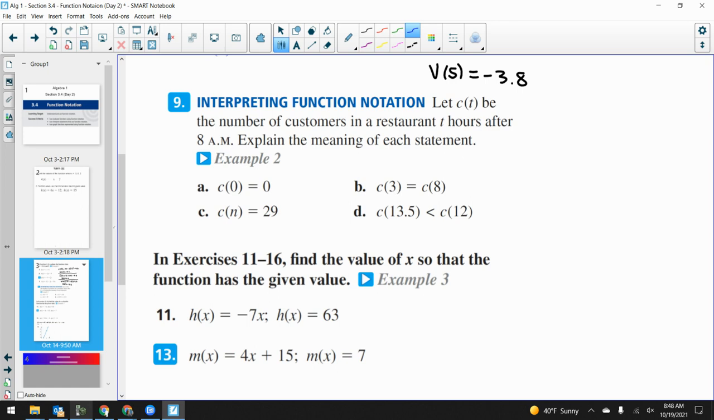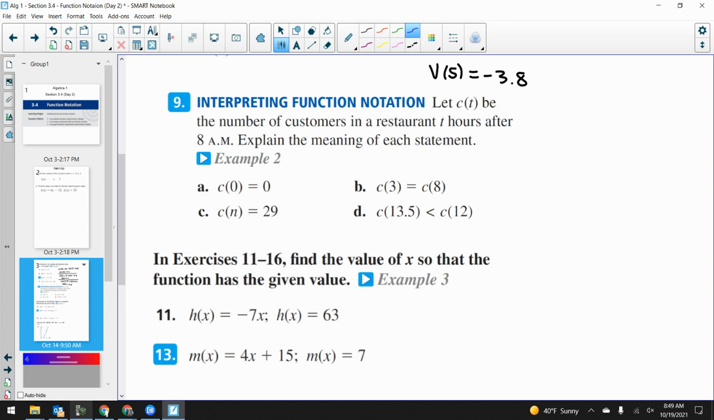So C of 0 is 0. What does that mean? C of 0 is 0. No? Number of customers in the restaurant is 0 at hour 0. Good. Number of customers is 0 at time 0. Or in other words, we could say the number of customers is 0 at 8 a.m.